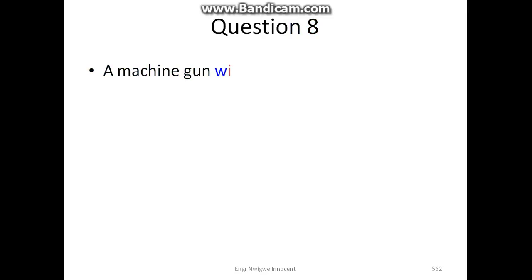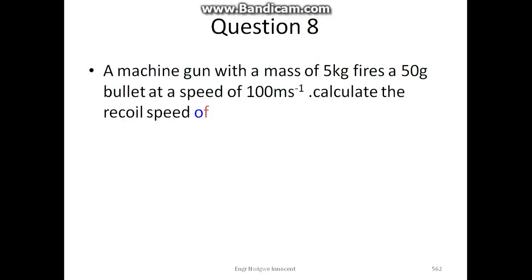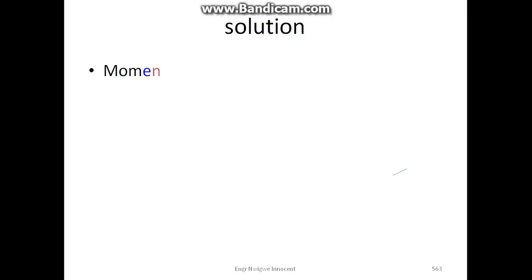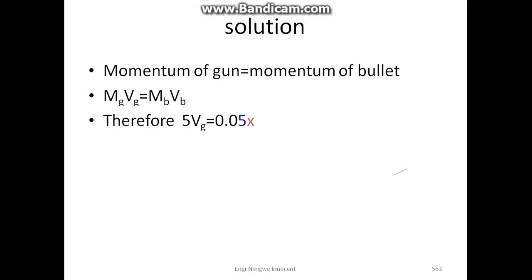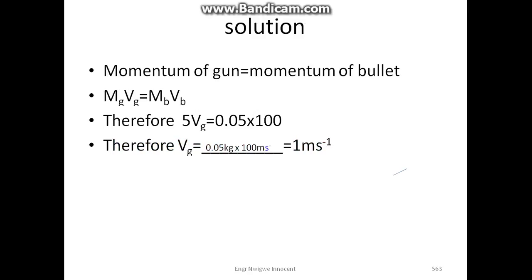Question 8. A machine gun with a mass of 5 kg fired a 50-gram bullet at a speed of 100 meters per second. Calculate the recoil speed of the machine gun. Solution. Momentum of the gun is equal to momentum of the bullet. mg vg is equal to mb vb. Therefore, mass of the gun, which is 5, times velocity vg, which is not known, is equal to the mass of the bullet, which is 0.05, times the velocity, which is 100 meters per second.